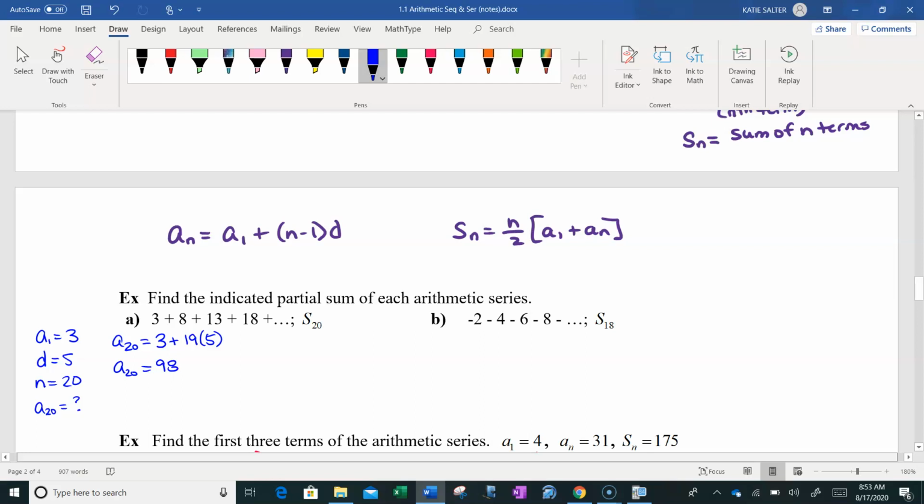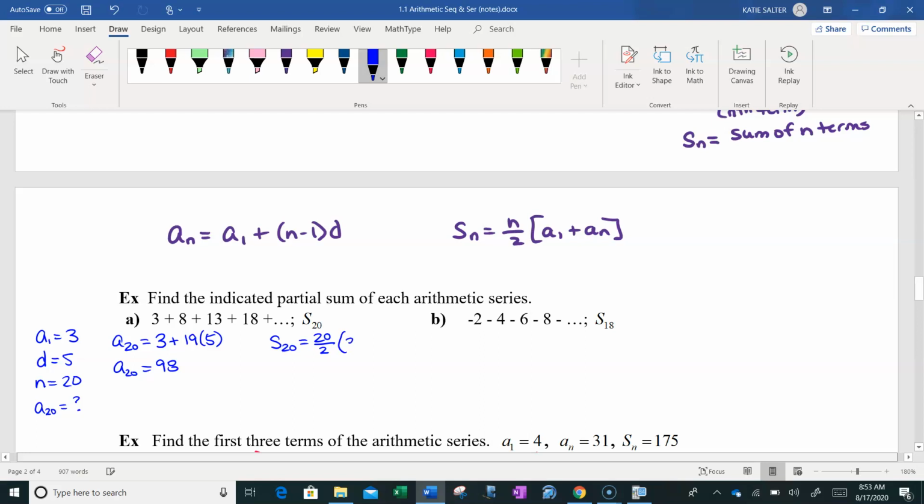Now we have the pieces we need in order to find the sum of the first 20 terms. So S sub 20 is equal to 20 divided by 2. If there's 20 terms, that means there's 10 pairs. It's okay if there's an odd number, it just works out. If it was 19 terms, it's fine. You just do 19 divided by 2 right there.